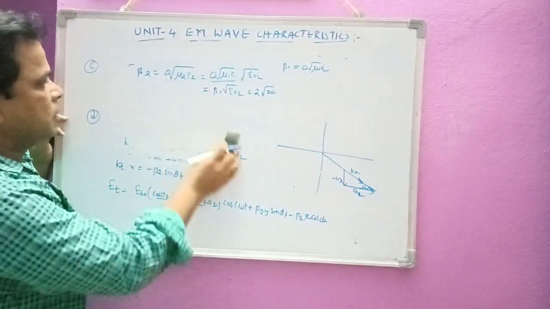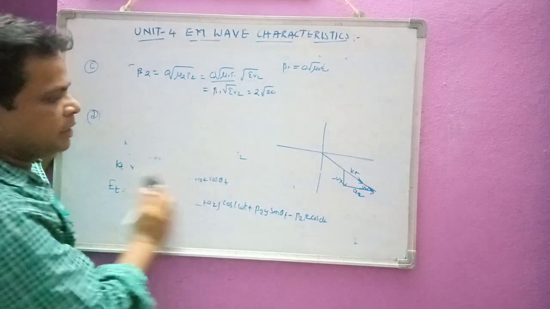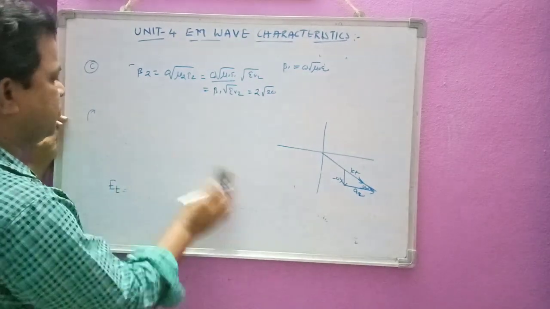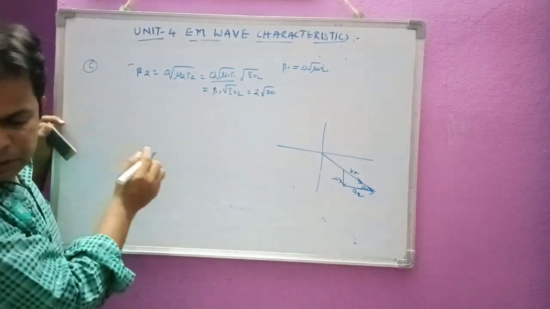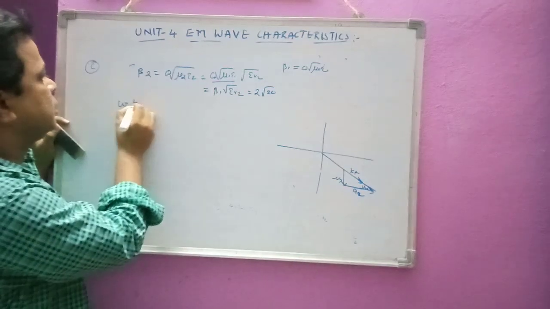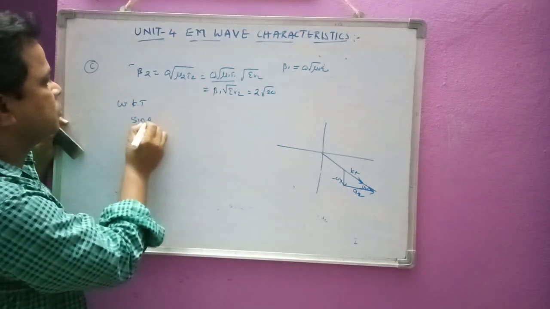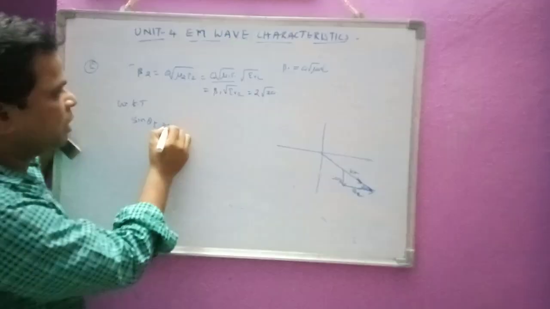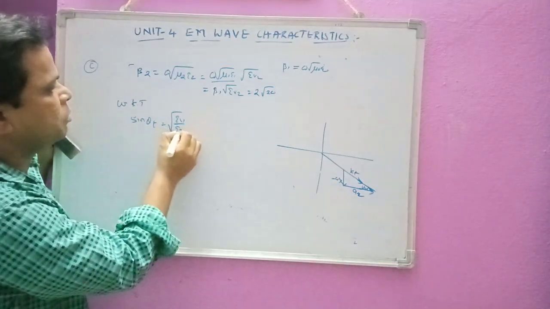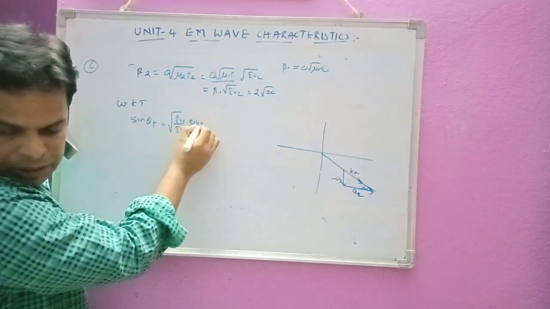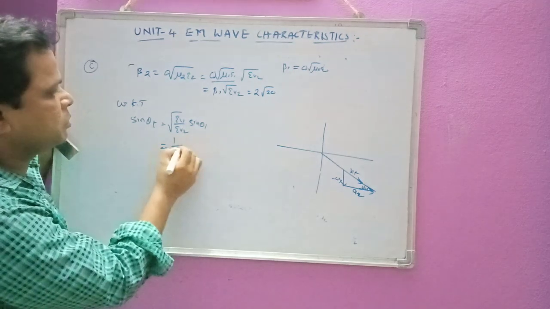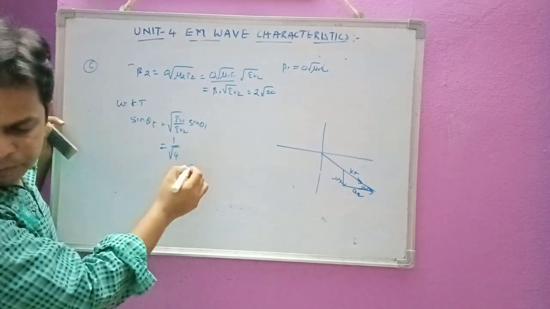Now similarly we have to find sin theta t. From Snell's law we can use that sin theta t is equal to root of epsilon r1 by root of epsilon r2 into sin theta i. That is 1 by square root of 4 into sin theta i.